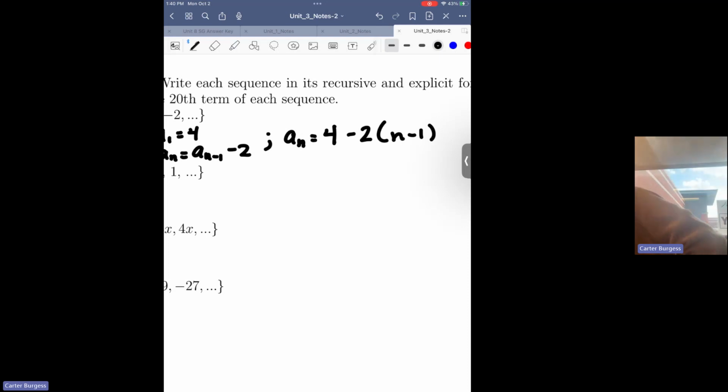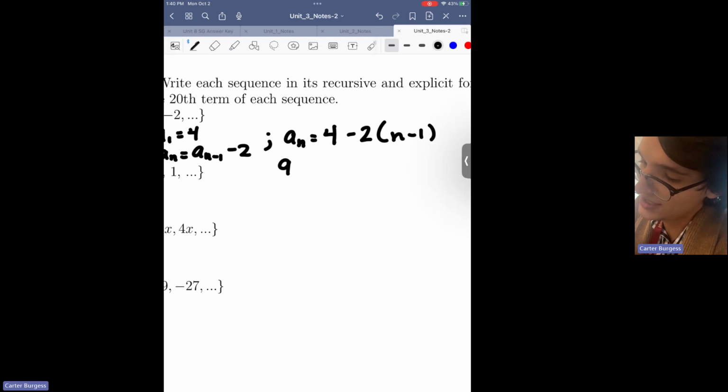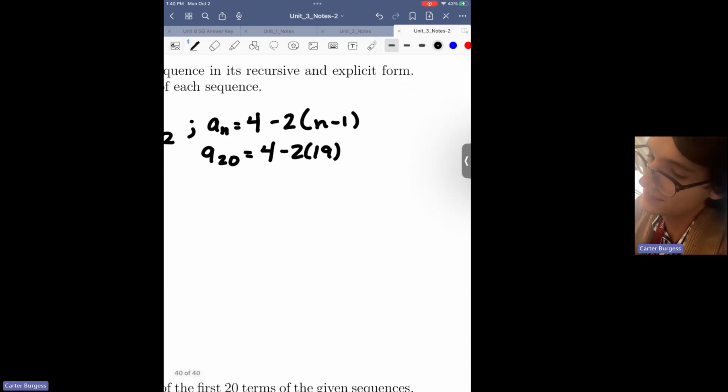Notice here, you could also write 4 plus n minus 1 times negative 2. It's the same thing, right? I think this way, how it is written, makes a lot of intuitive sense as to what I'm saying: we're starting at 4, we're subtracting 2. How many times am I subtracting 2? It's going to be n minus 1 times. And then what value of n do I actually care about here, Haddon? When n is equal to 20, we are taking 4, we are subtracting 2 19 times. And so I get negative 34.